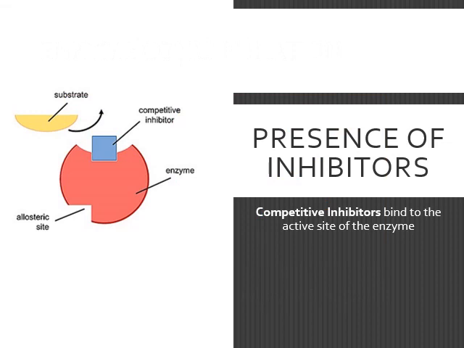On the other side, you might have inhibitors. Inhibitors slow down reactions. You have 2 broad types of inhibitors: competitive inhibitors and non-competitive inhibitors. A competitive inhibitor is a substrate that's in the solution that will bind to the active site.